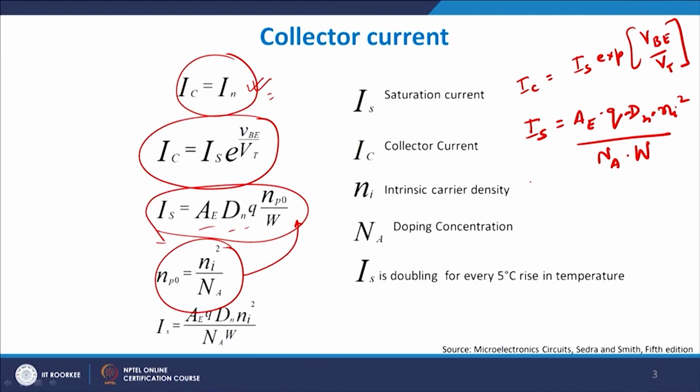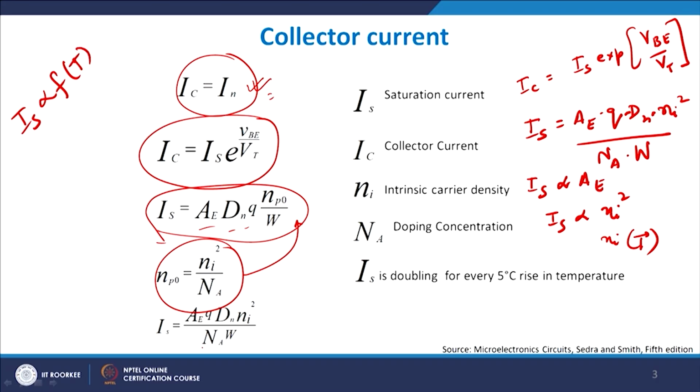The second important point, which you should be very careful about, is that as the cross sectional area of the emitter increases, your IS also increases. So, IS is directly proportional to AE, and IS is also directly proportional to Ni squared. Since Ni is a function of temperature, I can safely assume that IS is therefore also a function of temperature. Higher the temperature, higher is the value of IS, which is the saturation current in a standard NPN or a PNP transistor.